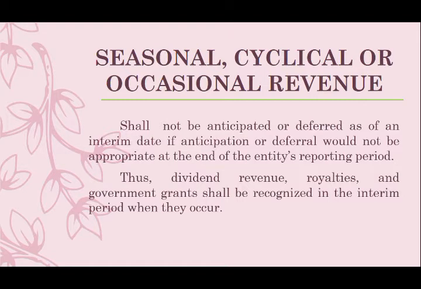Thus, dividend revenue, royalties, and government grants shall be recognized in the interim period when they occur. For example, dividend revenue is not recognized until declared because even when highly predictable based on past experience, the dividend is not an obligation of the entity until it is legally declared.